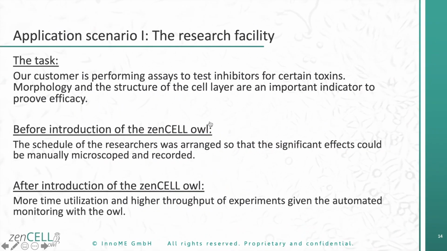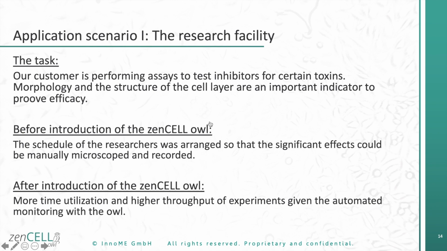So how can you apply this system in your lab to take advantage of these benefits? Well, I prepared two basic application scenarios. Application scenario 1, the research facility. The task here is our customer is performing assays to test inhibitors for certain toxins. And for him, morphology and the structure of the cell layer are an important indicator to prove the efficacy of an assay, hence an inhibitor.